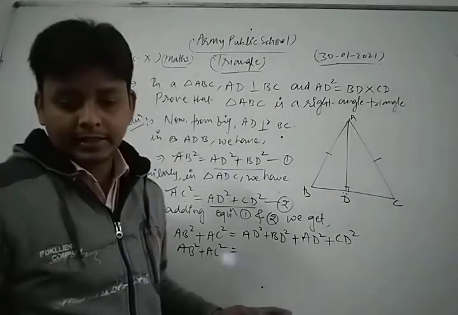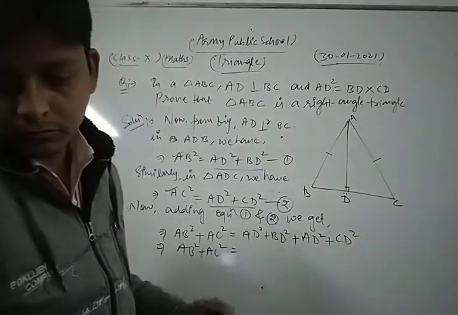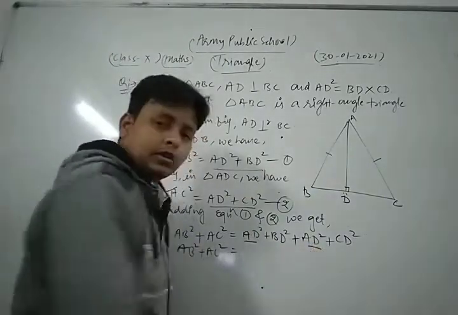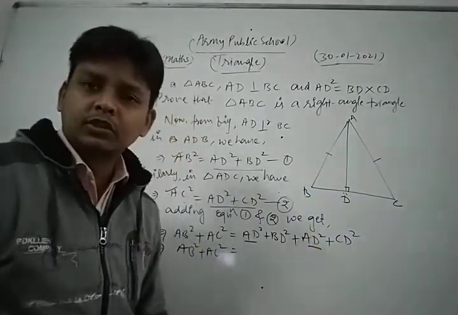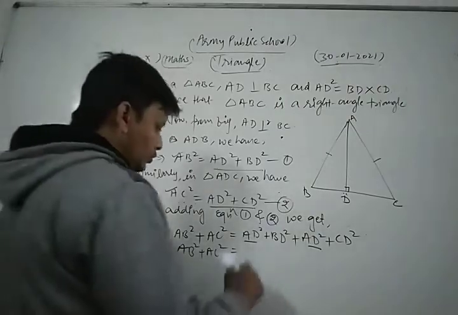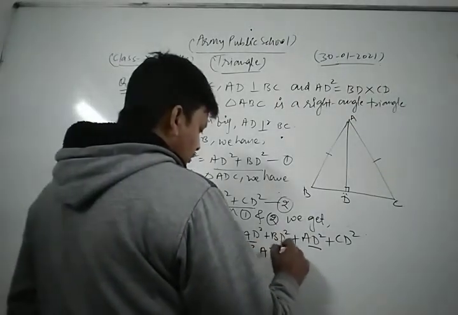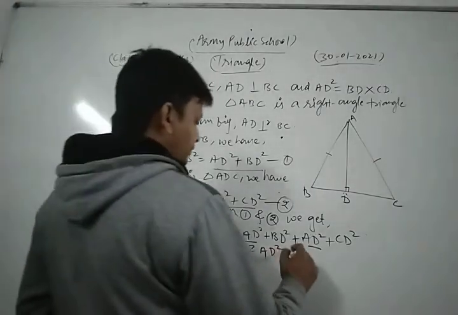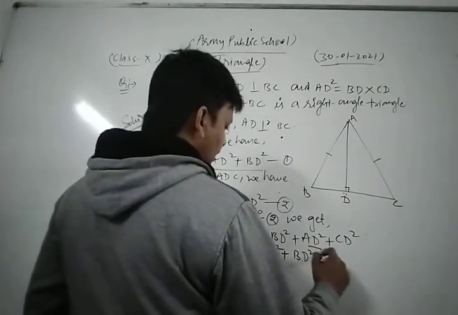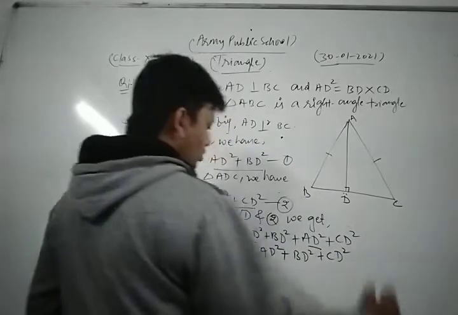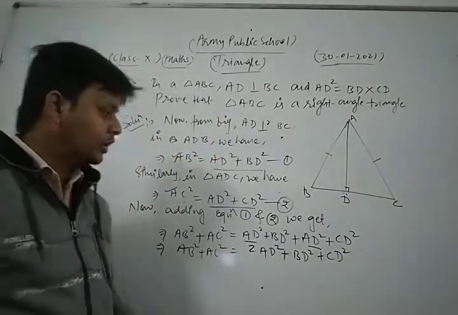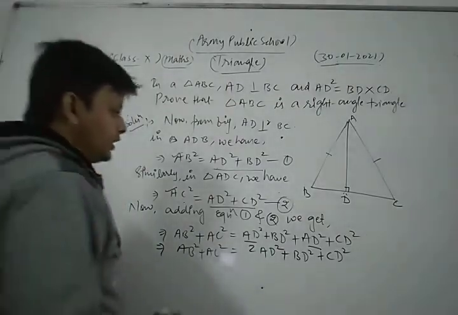Now here, AD square plus AD square means 2 times AD square. So here we write 2 times AD square, and we write BD square plus CD square as it is.